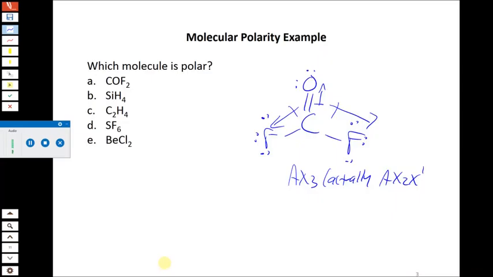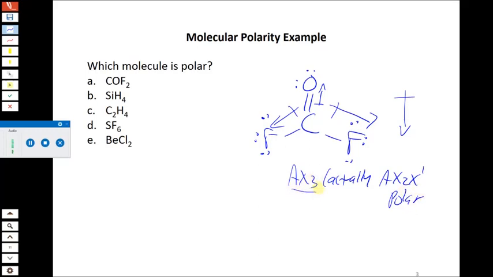Because the three bonds are not equal polarity, you don't have them all canceling out with each other. In order for them to cancel out, they'd have to all be the same. In this case, you have two bonds that are really polar, one bond that is not as polar, and so you have a net dipole pointing in this direction. So this molecule would be polar, even though it could be classified as AX3.